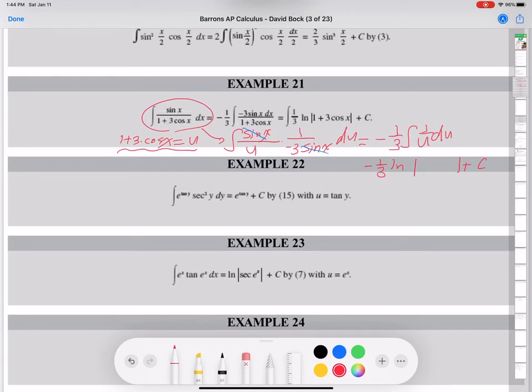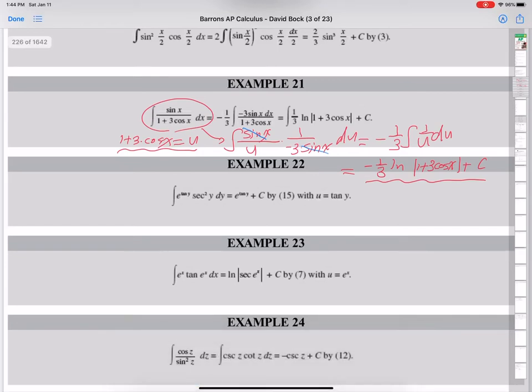What was the u part? It is 1 plus 3 cosine x. So this is the final answer. Okay, next one.